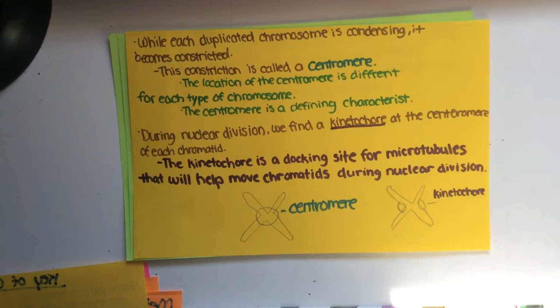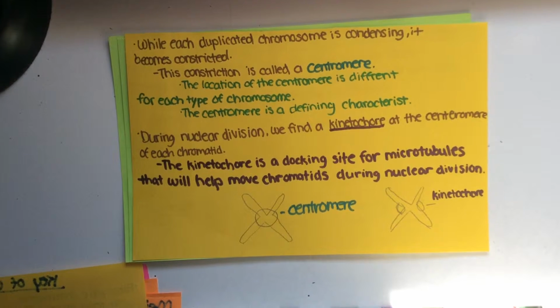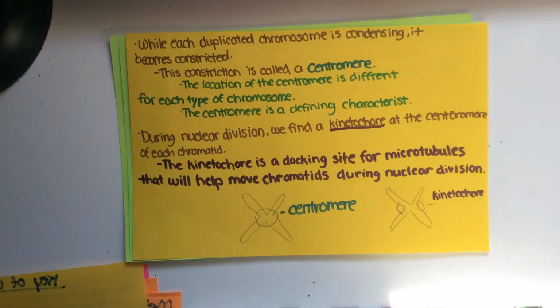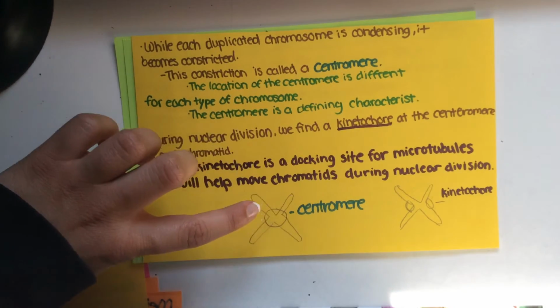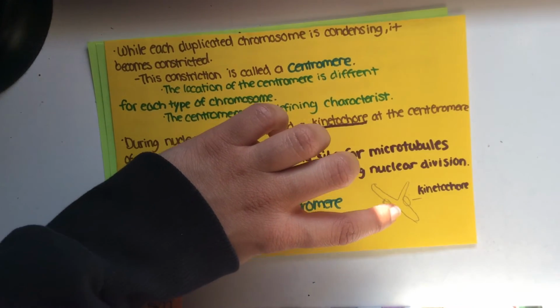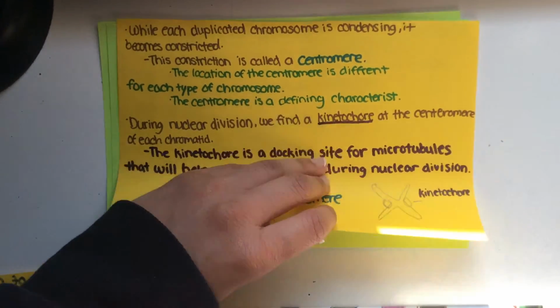While each duplicated chromosome is condensing, it becomes constricted. This constriction is called a centromere. The location of the centromere is different for each type of chromosome. The centromere is a defining characteristic of a chromosome. During nuclear division, we find a kinetochore at the centromere of each chromatid. The kinetochore is the docking site for microtubules that will help move chromatids during nuclear division. So that whole center region in a chromosome is called the centromere, and within a chromatid, that outer region at the center of a chromatid is the kinetochore.